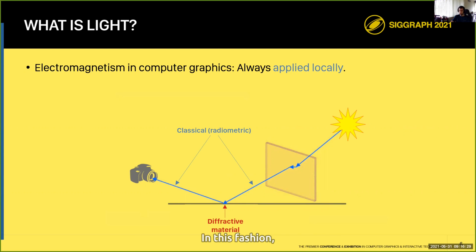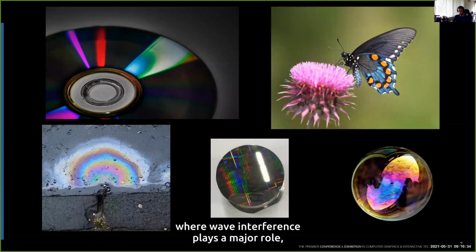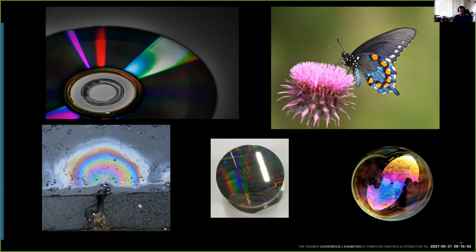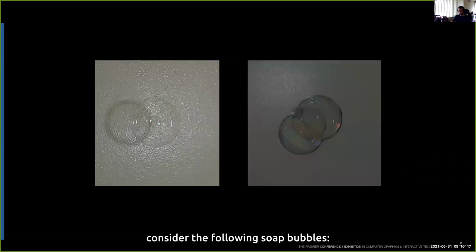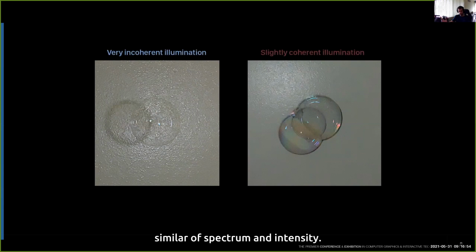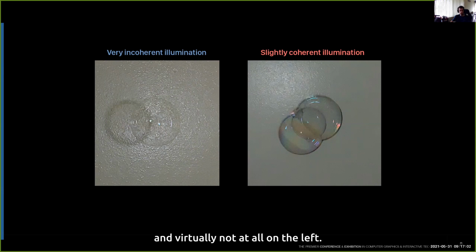In this fashion, we are able to reproduce the appearance of a variety of materials where wave interference plays a major role, but only under specific predetermined illumination properties. Let me explain. Consider the following soap bubbles. They have similar chemical composition and are illuminated by light with similar spectrum and intensity. Nevertheless, interference effects are clearly visible on the right and virtually not at all on the left.